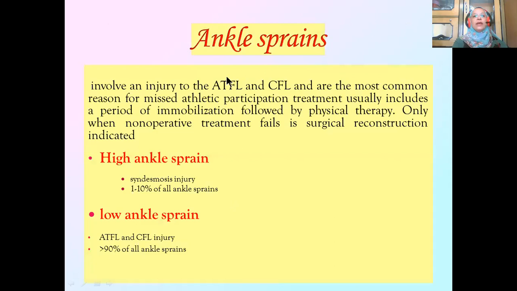Now, what is meant by ankle sprain? Ankle sprain indicates injury to the anterior tibiofibular ligament and calcaneofibular ligament, which are the most common reason for missed athletic participation. There are two types of ankle sprain. High ankle sprain affects the syndesmotic ligament, but this accounts for only 10% of all ankle sprains. The other type is low ankle sprain, which is more common, accounting for more than 90% of ankle sprains. It involves injury of the anterior tibiofibular ligament, like in our patient, but also involves the calcaneofibular ligament.